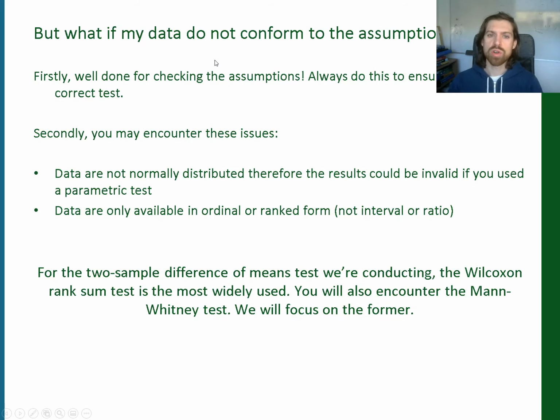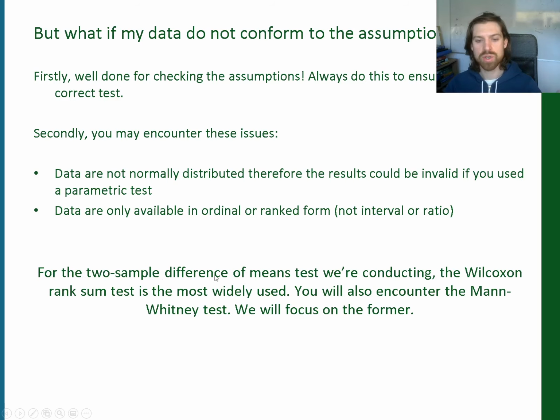So the question is, well, what if my data don't conform to the assumptions? If that's the case, then well done for thinking about the assumptions. That's really good. That's what I want you to think when you start thinking, well, which test should I use? Are my data normally distributed? What are the types of data variables that I've got? Are they continuous, so interval or ratio, or are they ordinal, for example? This is the type of question that you need to be asking yourself. So hopefully that provides you with a little bit of summary.